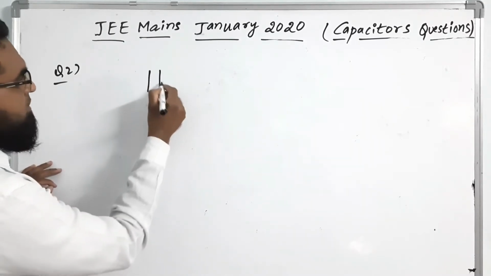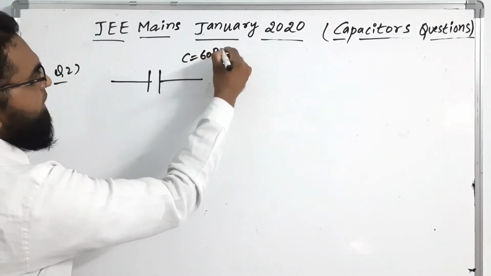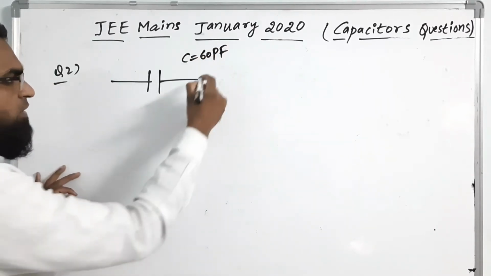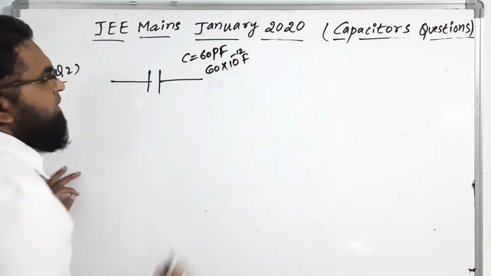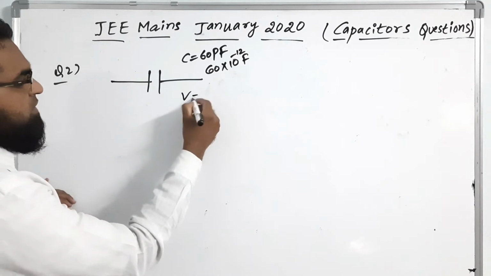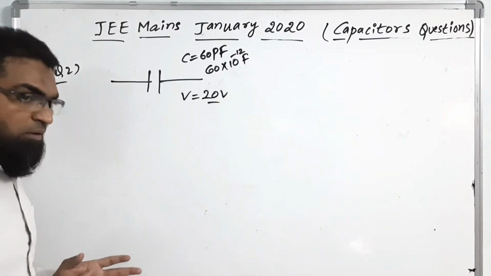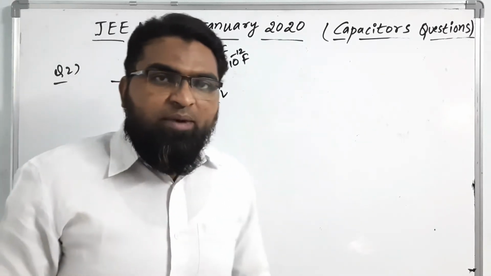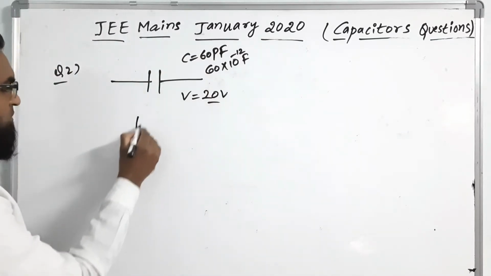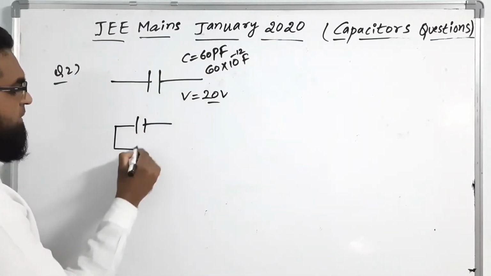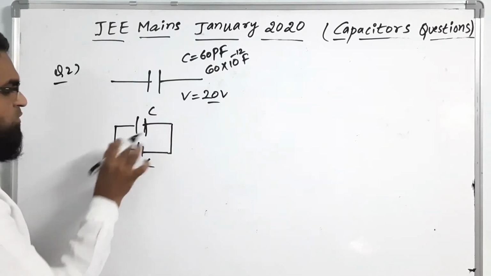So first, the capacitor is connected to a battery. The capacitor is given as 60 picofarad. Okay, 1 picofarad equals 10 to the power of minus 12 farad. Next, the voltage is given as 20 volts. Battery connected. Now first the battery is removed. Next, an identical capacitor is connected. See here, the capacitor is connected, and C and C both are the same.